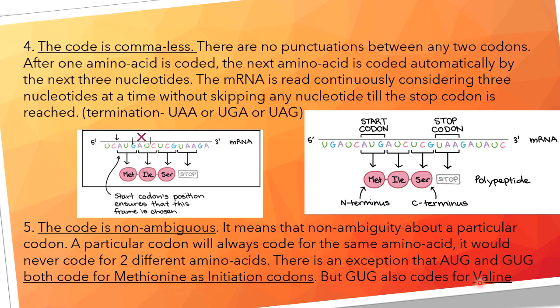So there are two initiation codons, AUG and GUG, but mostly you will find that AUG is the one which we refer to during our academic years. But GUG also codes for valine. So this is just the exception here.